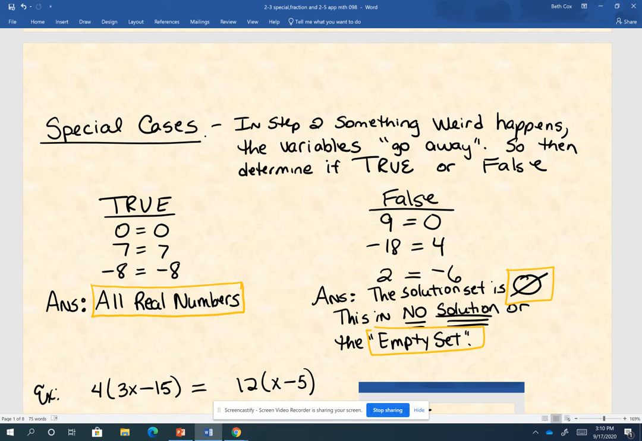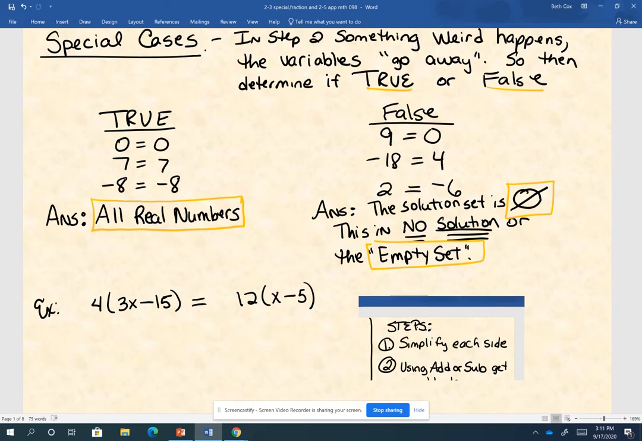And so, again, in step 2, something really weird happens. The variables go away. And so what we're left with is we have to determine if it's true or false. And if what we have left is true, then every number works for x, so it's all real numbers. And if what we determine is false, then that means no numbers work for x, none of them. There's no answer here. It's automatically false.